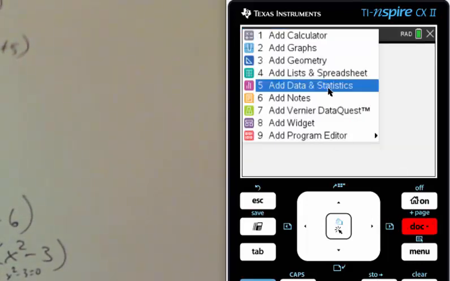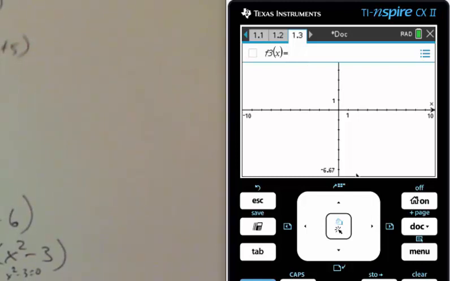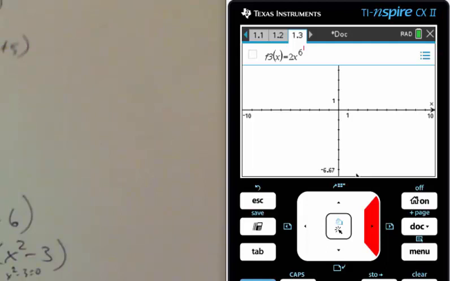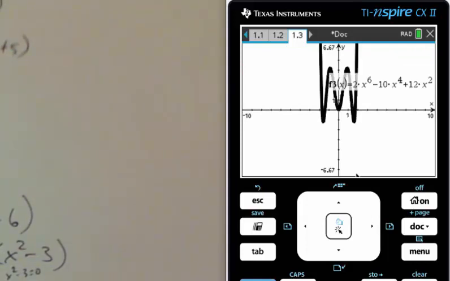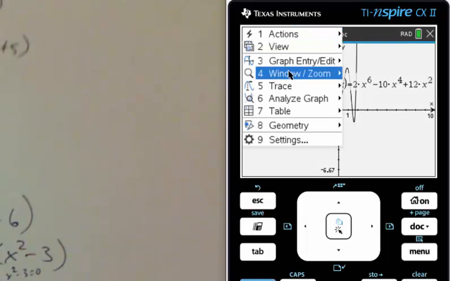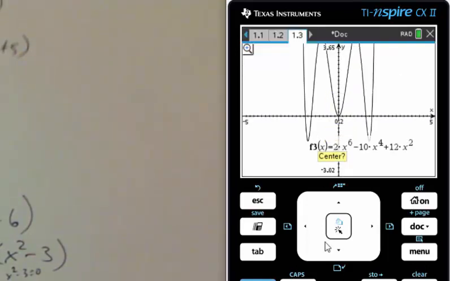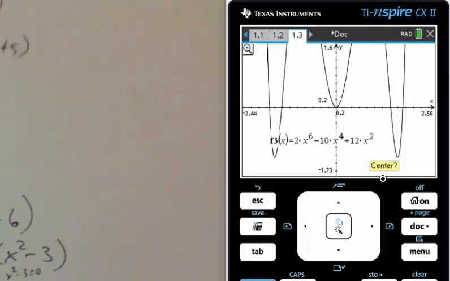So one last graph here. 2x to the 6th minus 10x to the 4th plus 12x squared. And what do you know? It looks to me like there's 1, 2, 3, 4, 5 roots available there. Maybe I'll zoom in just a little bit to see all 5 of them.